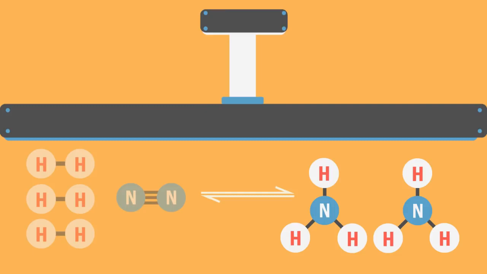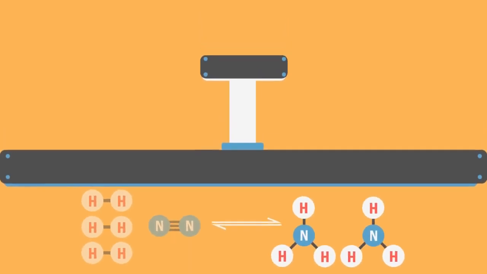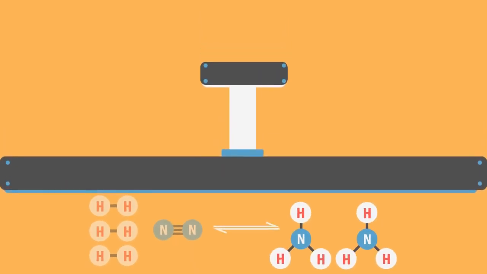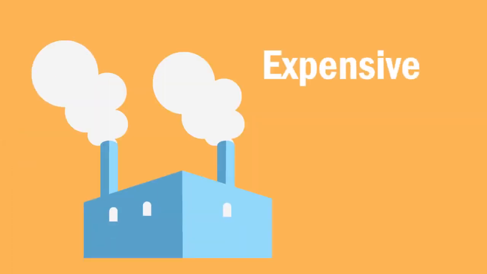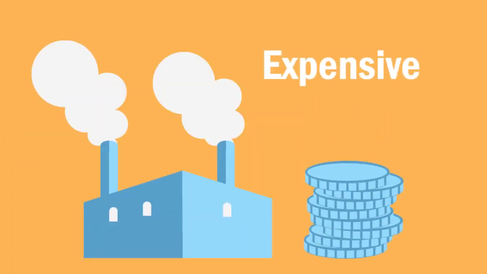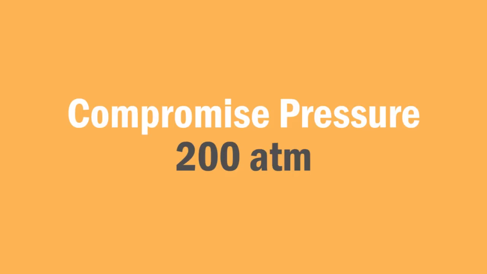It would make sense to conduct the reaction at a very high pressure, but we must also remember that it is expensive to build and operate a plant that can withstand such high pressures. Therefore, a compromise pressure of 200 atmospheres is used. Let's keep Le Chatelier's principle in mind.